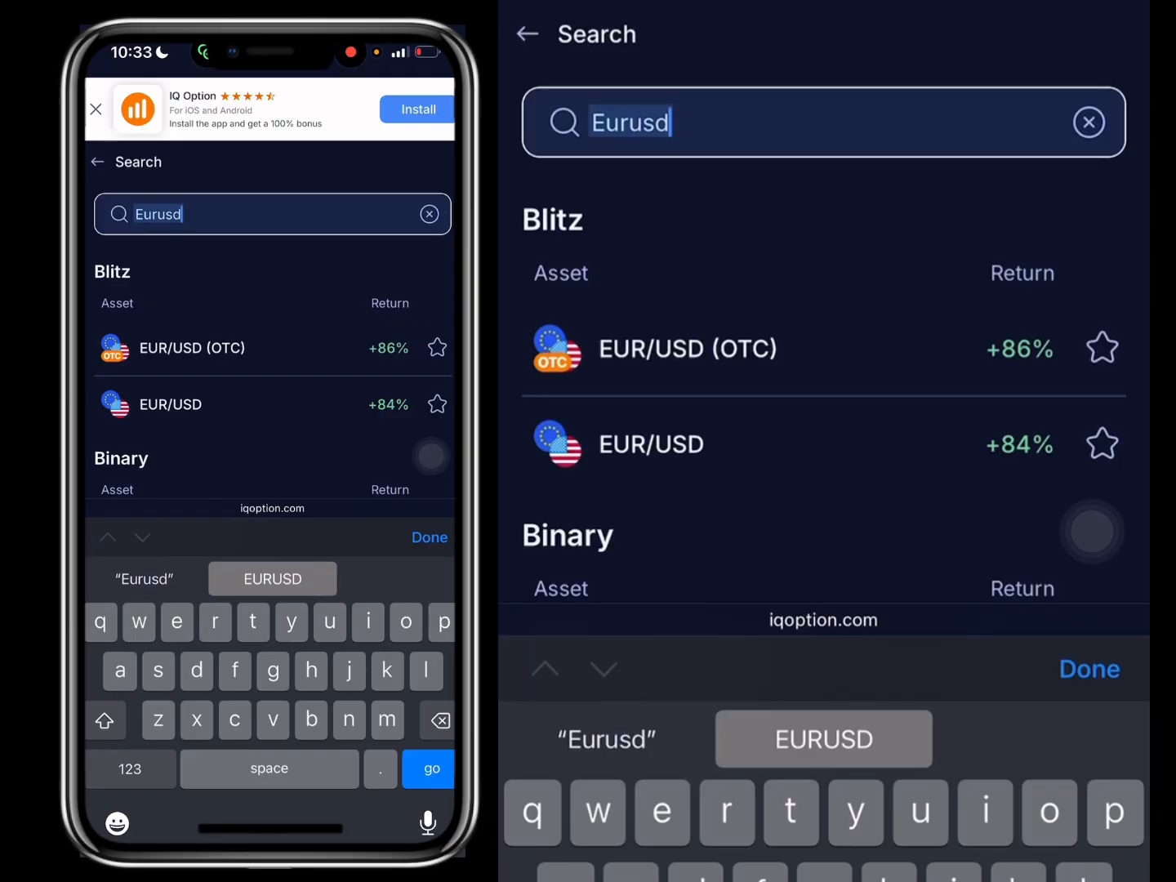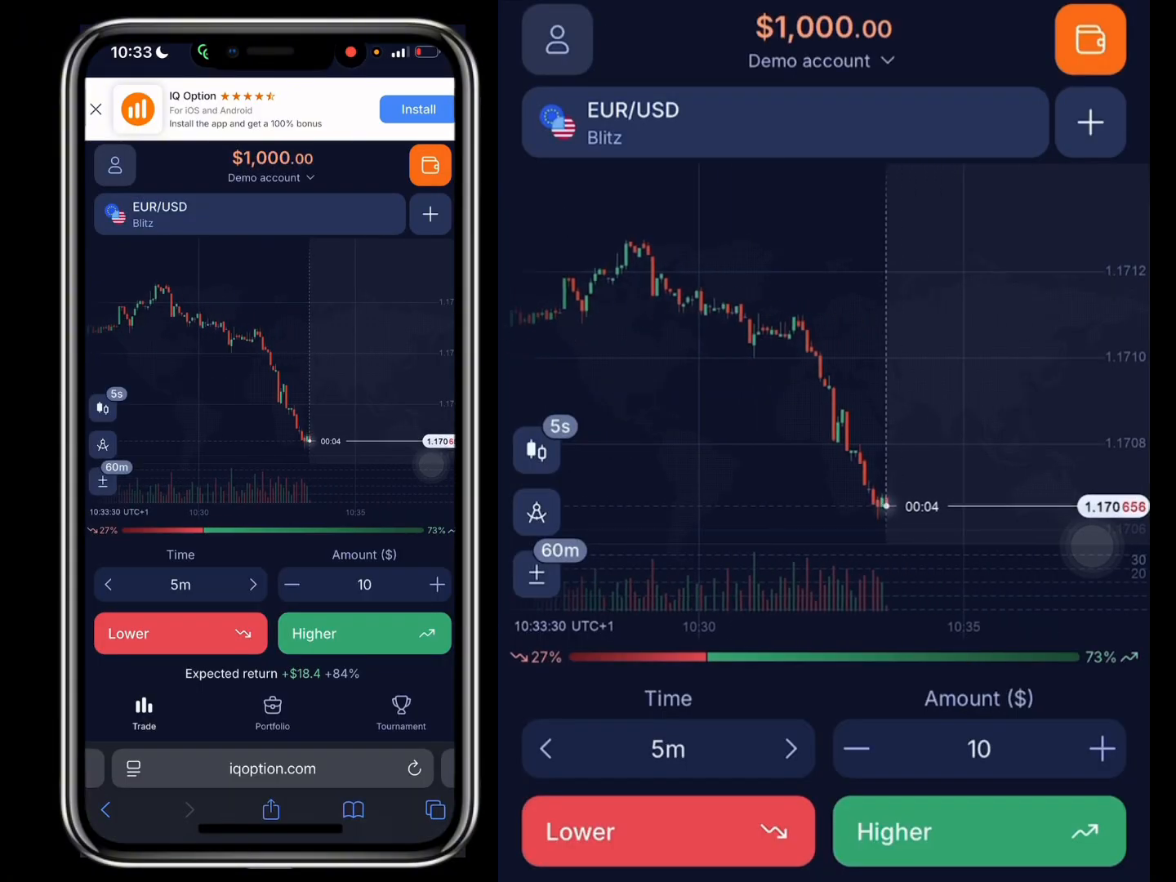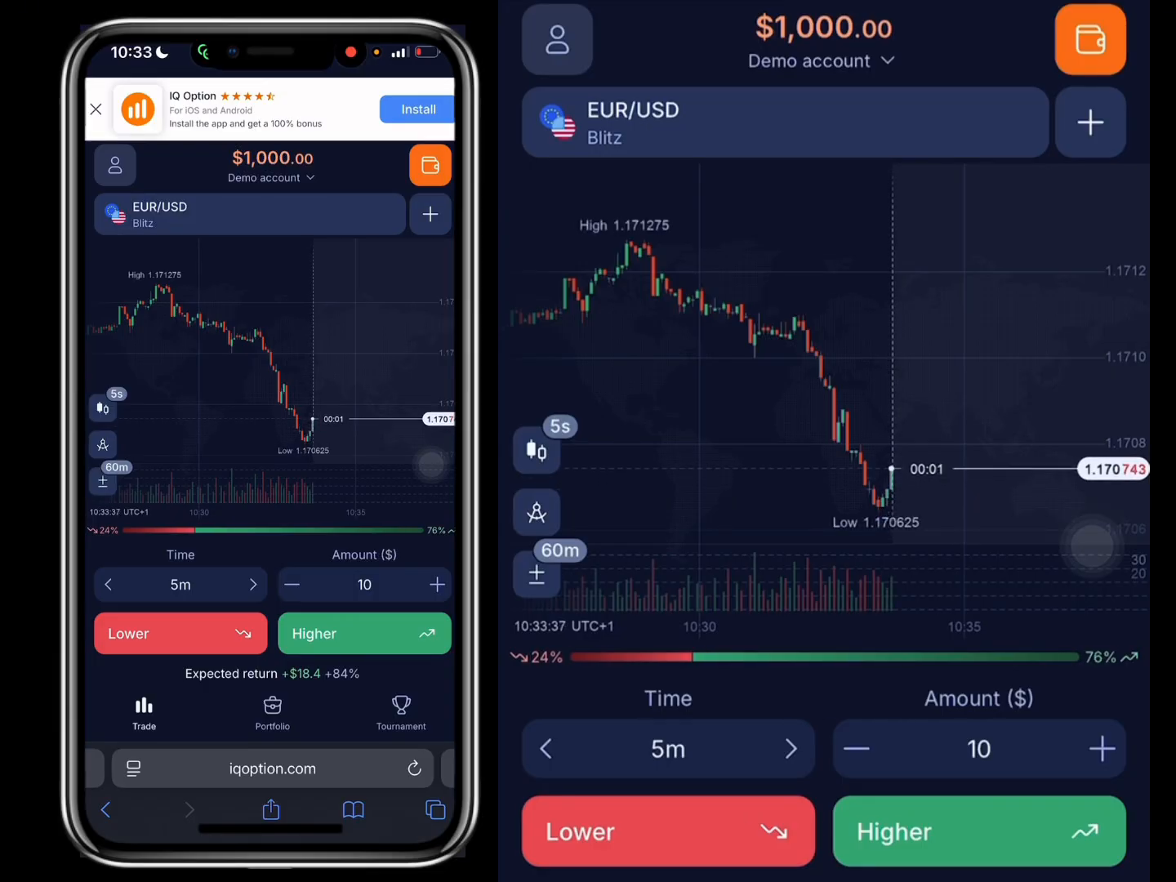But I want you to understand here that this one, Euro Dollar, is the main traditional market. This one is the OTC, which mimics the price movement of the markets. So this chart you're seeing is the same thing you would see on TradingView, on Olymp Trade, on Pocket Option, Expert Option. It is the same thing as long as it is the same pair.